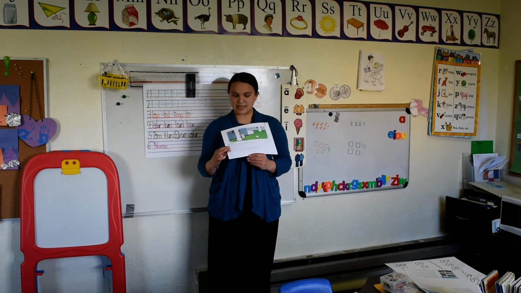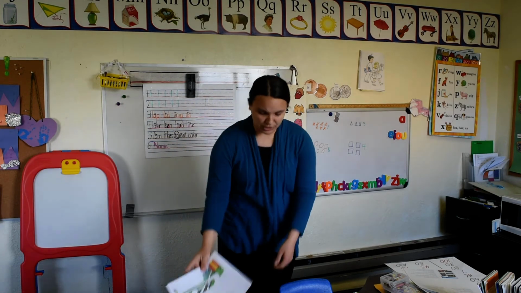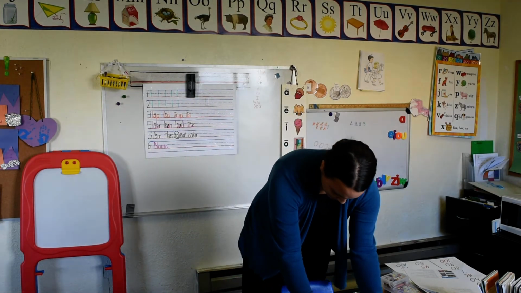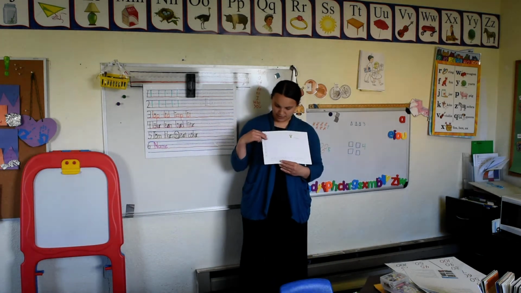Read row 3, trace it and write it, and then color your picture. That is your second paper. Your next paper is your writing tablet, your K5 writing tablet.